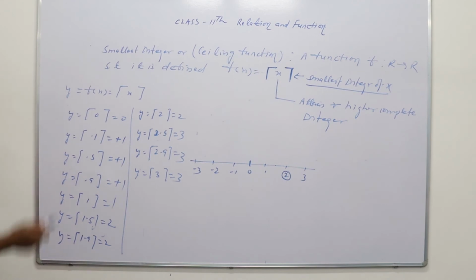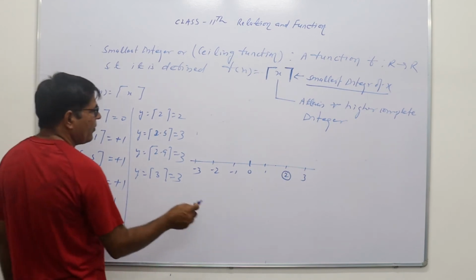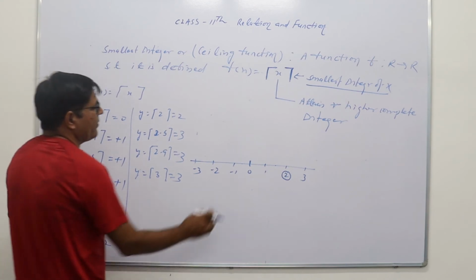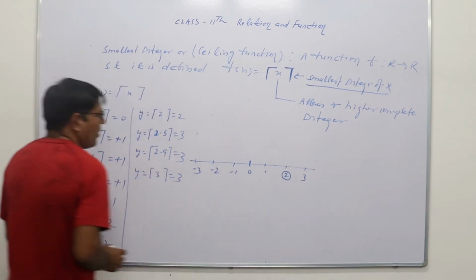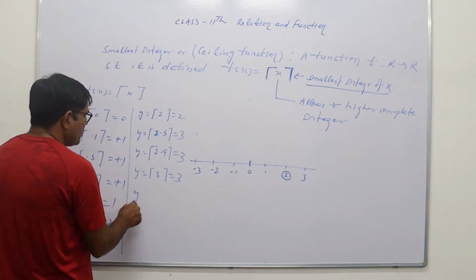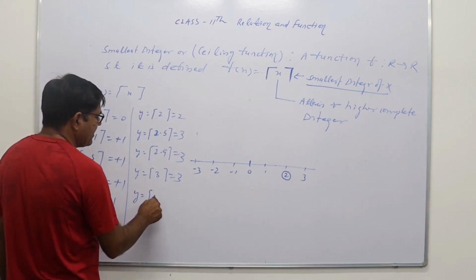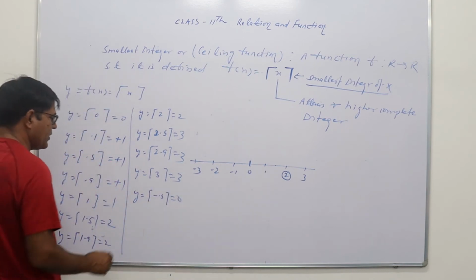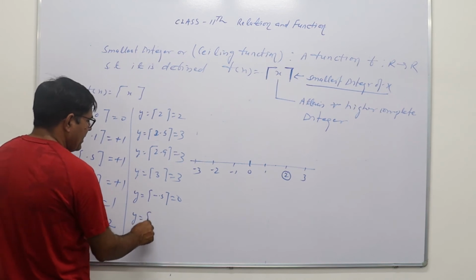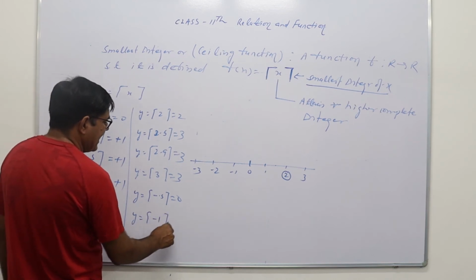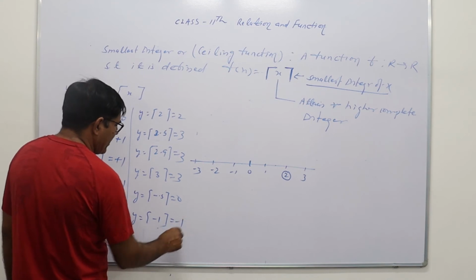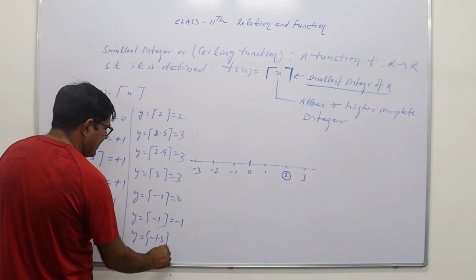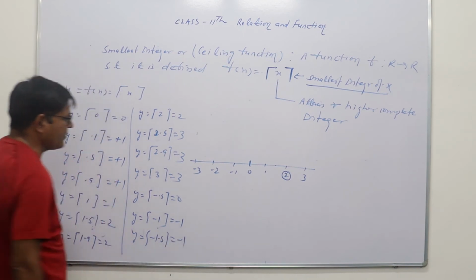For some negative values, let us suppose we have to find the smallest integer of any point between 0 and minus 1, then it will always be equal to 0. So if x is minus 0.5, then its smallest integer will be 0. And the smallest integer of minus 1 is itself, minus 1. For minus 1.5, it will be equal to minus 1.